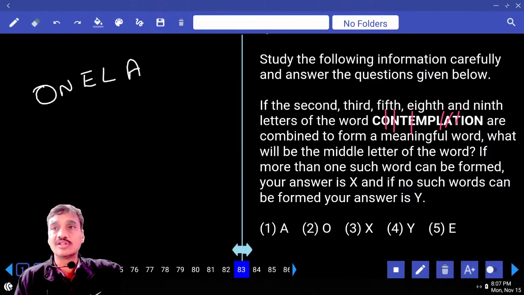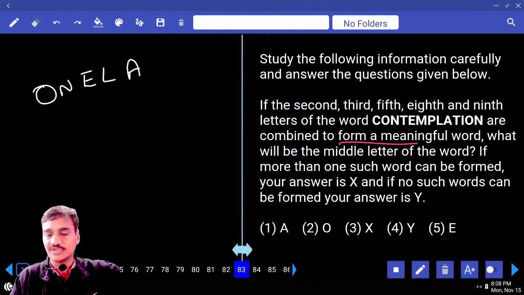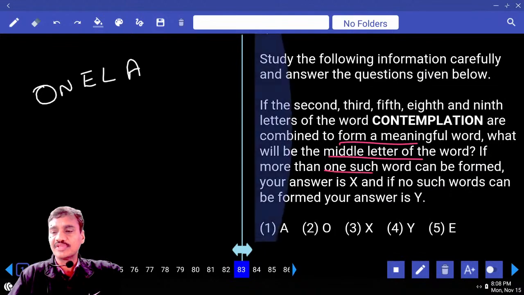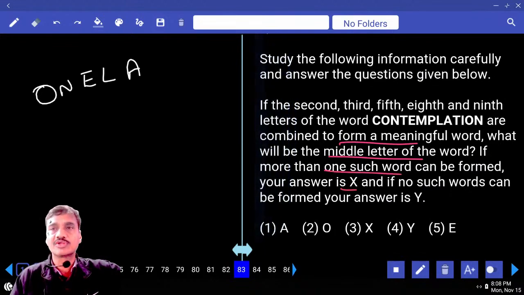Now by using all the 5 letters, how many meaningful English words can be formed? Then combine to form a meaningful English word. What will be the middle letter of that word? If there is only one word that can be formed, we need to find out the middle letter. And if more than one such word can be found, mark your answer as X.